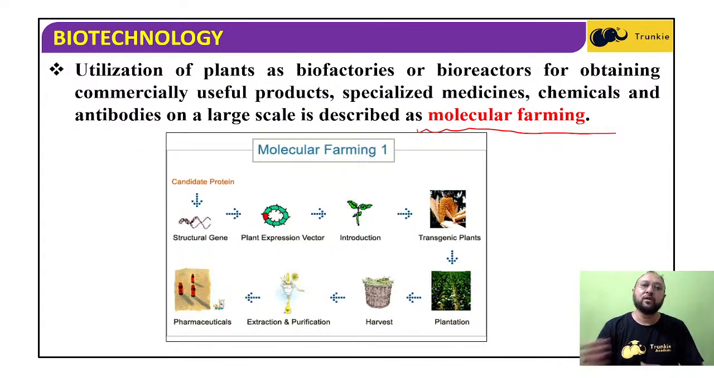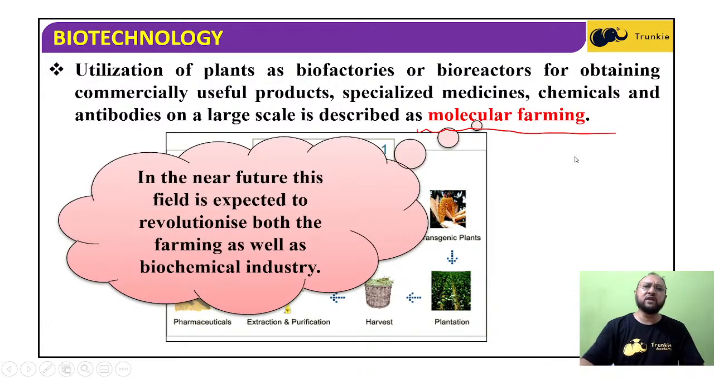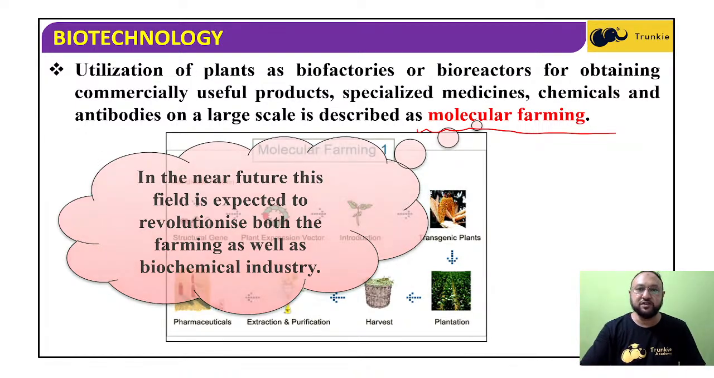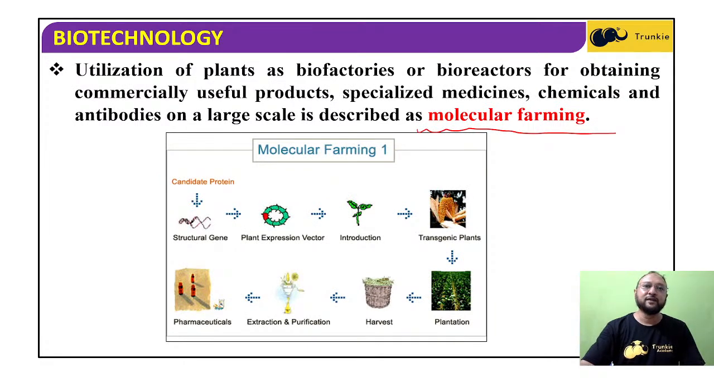So, candidate protein, its structural gene, then plant expression vector, now introduction. A vector will be used to introduce it into the plant, and then the transgenic plant will be planted, harvested, and then we extract and purify it from that particular plant, and then we prepare the pharmaceutical as a medicine. Now in the near future, this field is expected to revolutionize both farming as well as the biochemical industry. Definitely, it looks like that.